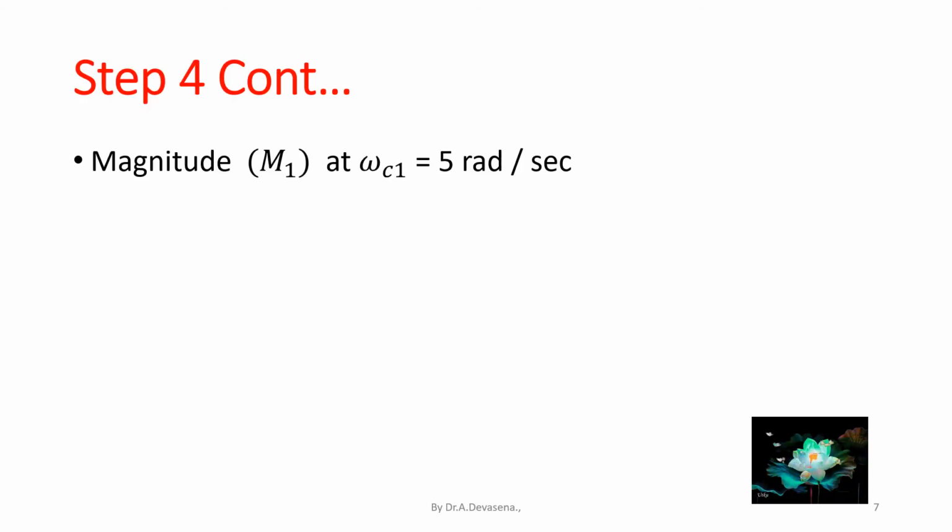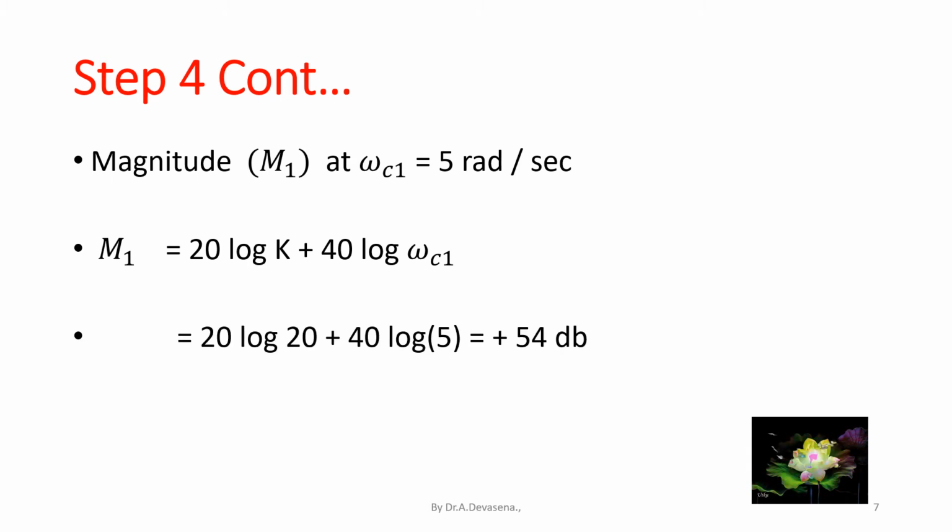Magnitude m suffix 1 at omega c1 is equal to 5 radians per second. Here we have to substitute the value of omega c1 as 5 radians per second. Therefore the magnitude m1 is equal to 20 log k plus 40 log omega c1, that is equal to 20 log 20 plus 40 log of 5, that is equal to plus 54 dB.